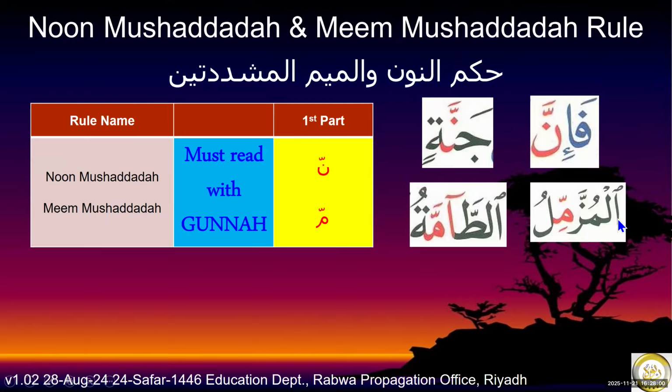At-Tamma. Al-Muzammilu. Here a moon sign is there, so you are reading the lam. Here shadda is there, it is a Shamsiya, so you are not reading the lam. So you see here the difference. If lam is having the sukun sign, that means the third letter should not have the shadda on it. If lam is not having the sukun sign, then the third letter must have shadda on it.